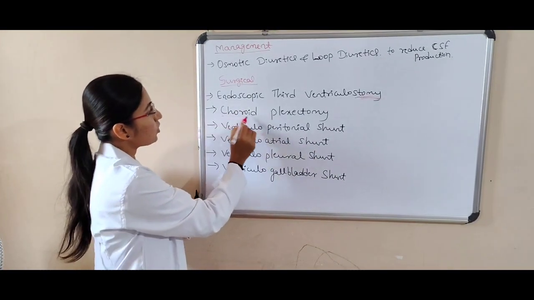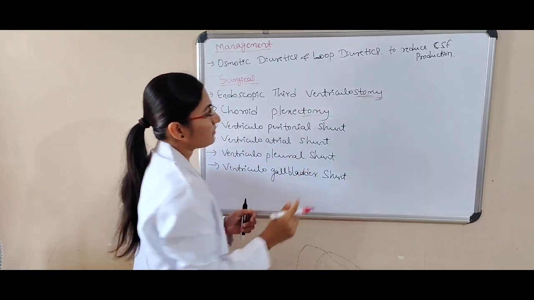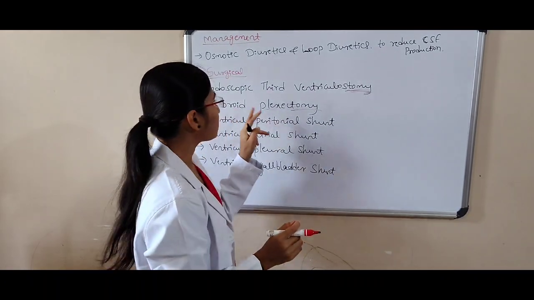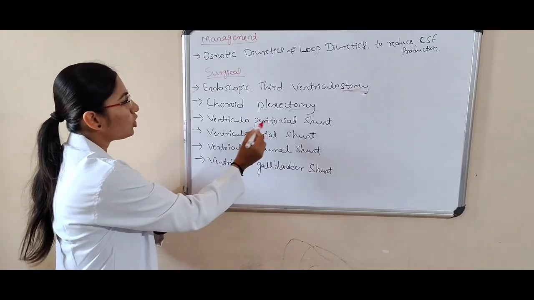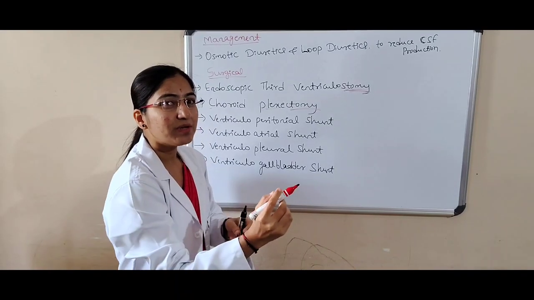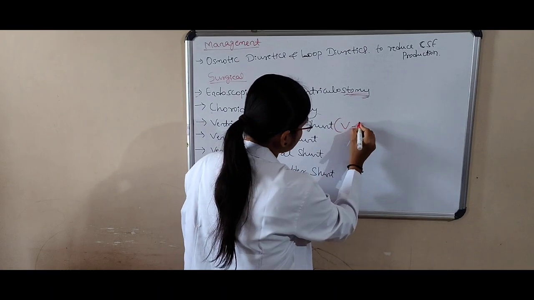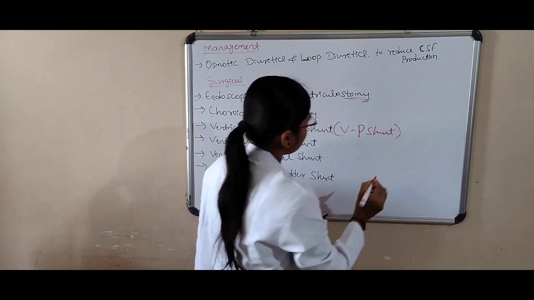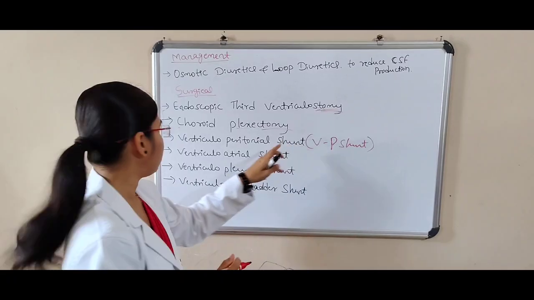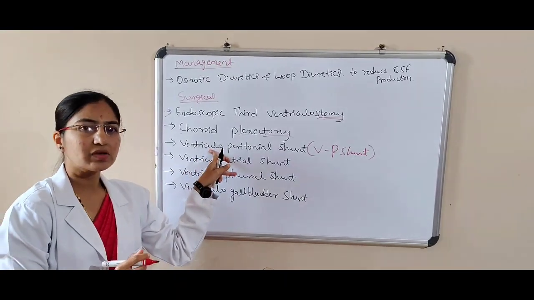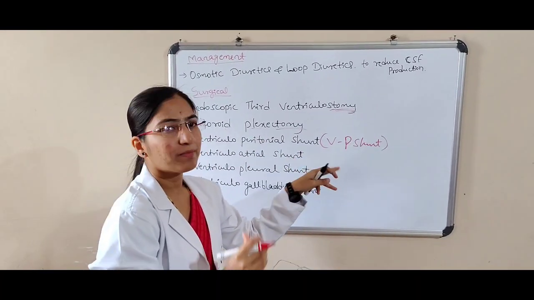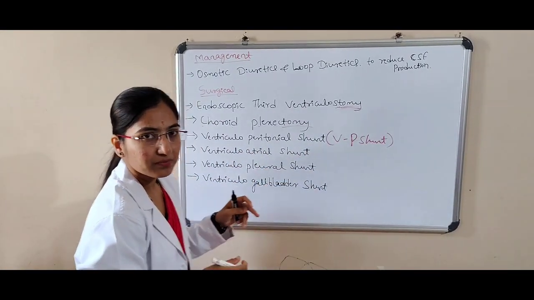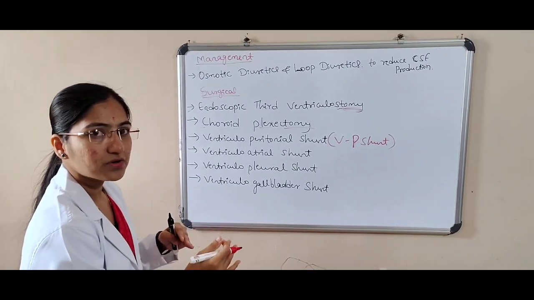And then next is choroid plexectomy. Ectomy means surgical removal. That is surgical removal of the choroid plexus. And next, ventriculoperitoneal shunt, also known as VP shunt. Shunting is nothing but a transfer from the ventricle, meaning the brain, to the abdomen. There will be a passage created to transfer the excess CSF.